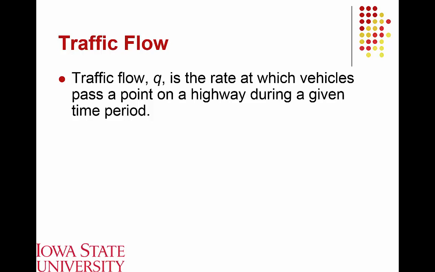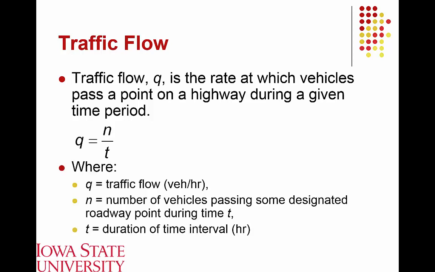Traffic flow, which we denote as Q, is simply measuring the rate at which vehicles are passing over any given point on a road segment during a specific time period. And so flow is simply, we take some time period T, we take the number of vehicles that pass a given point over that time period, and then that's generally going to be expressed in terms of vehicles per hour.